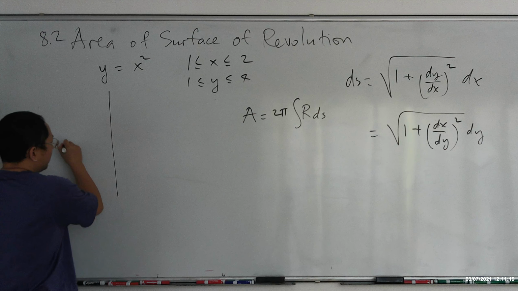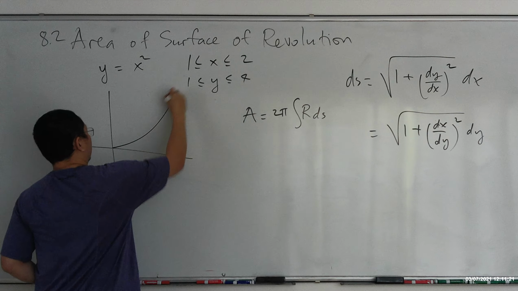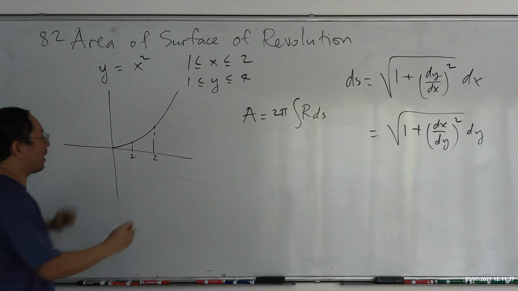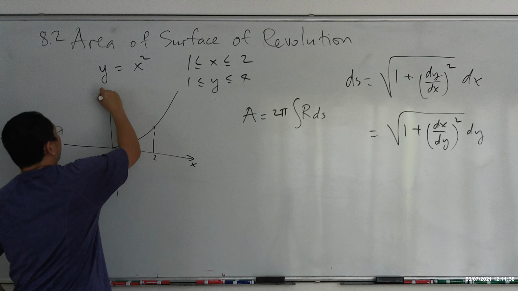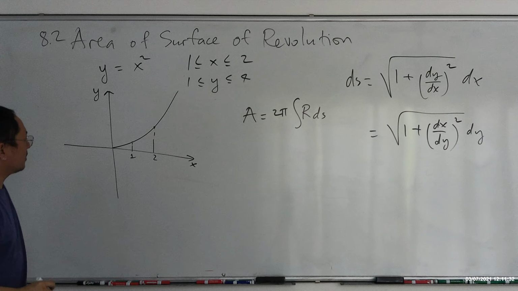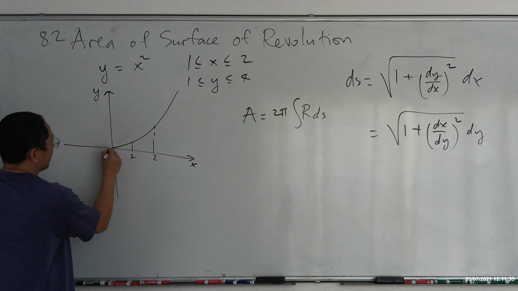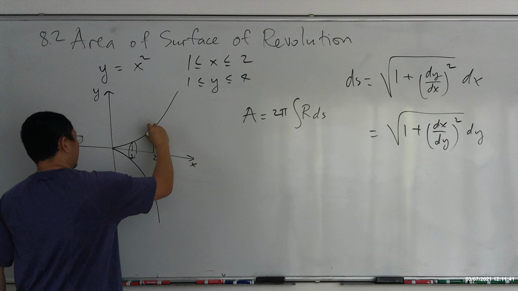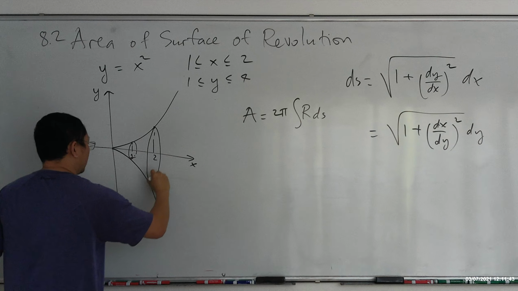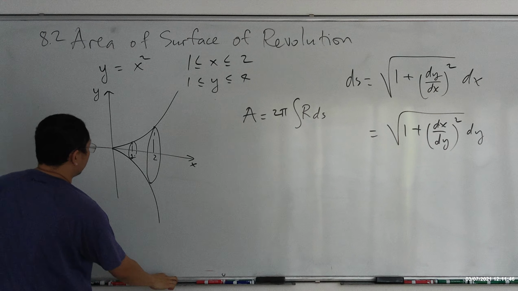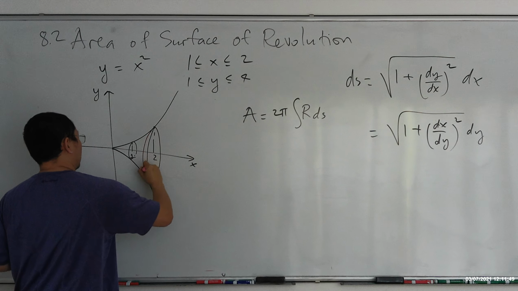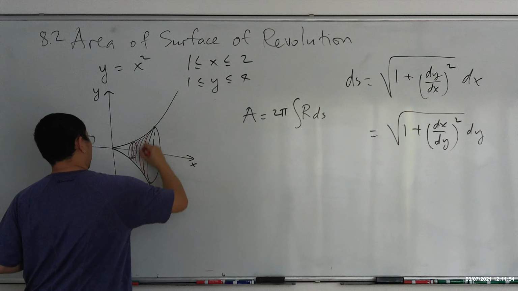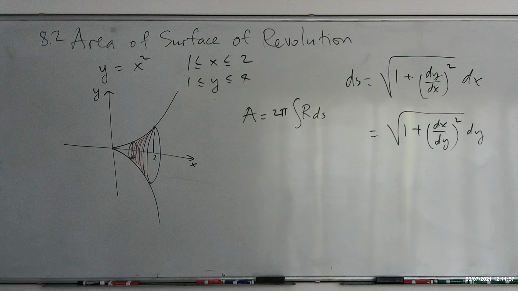Say I have the same curve, 1 to 2, but this time I'm not rotating about the y-axis anymore. This time I want to rotate about the x-axis, so the horizontal axis. If I rotate that curve about the x-axis, I'm going to see something like this. And this is the area that I'm talking about. All right, hopefully that makes sense.